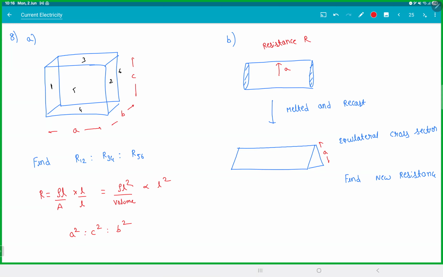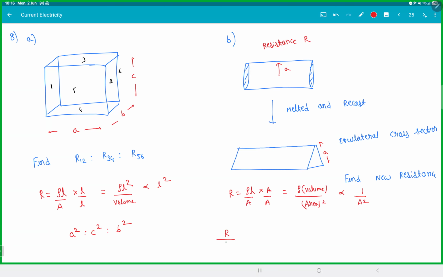1 by pi square. Let's see. Again, same story. What is resistance? Rho L by area. But here area is given. Multiply and divide by area. This will be rho into volume. Length is not given, so don't bring length into the picture. The R is proportional to 1 by area square.